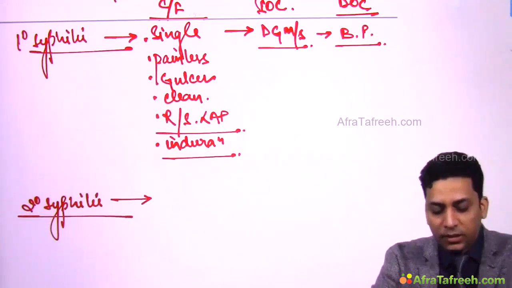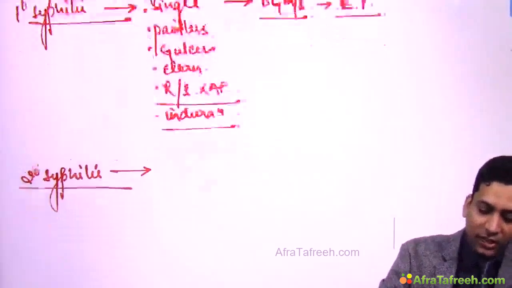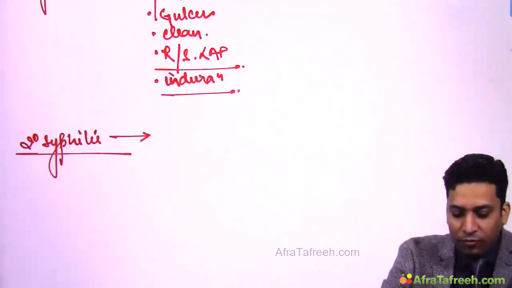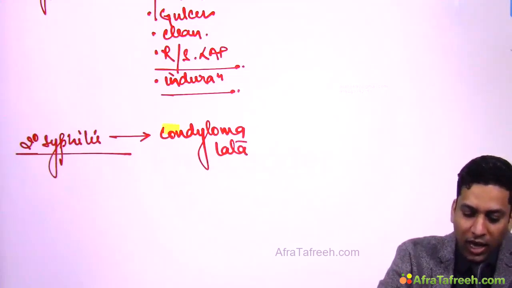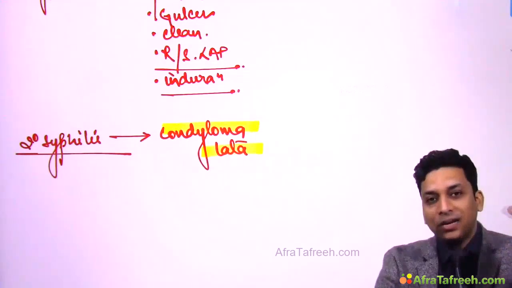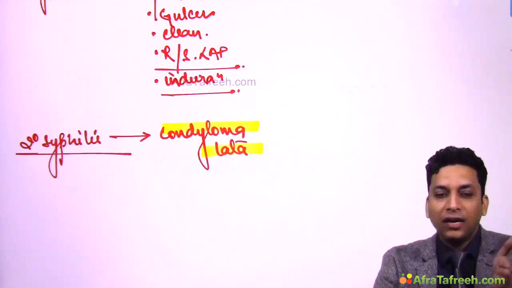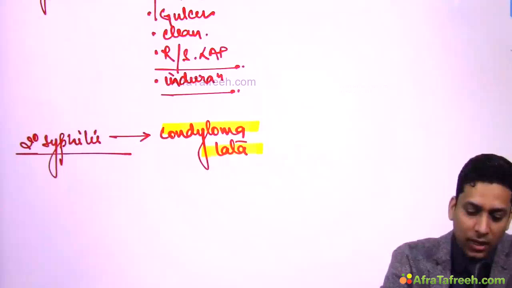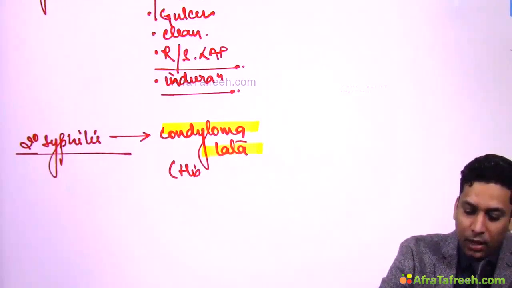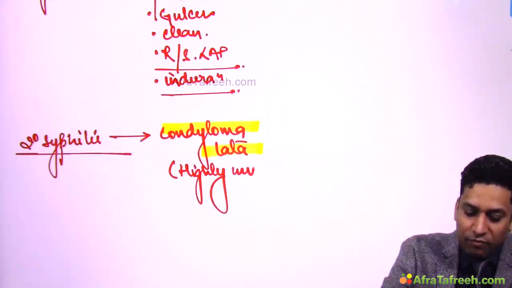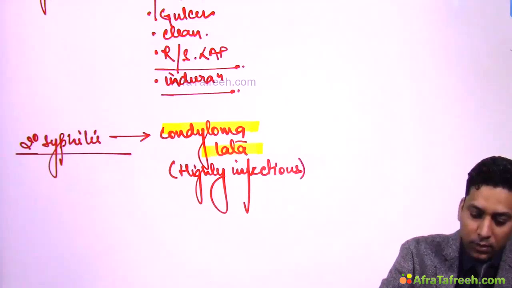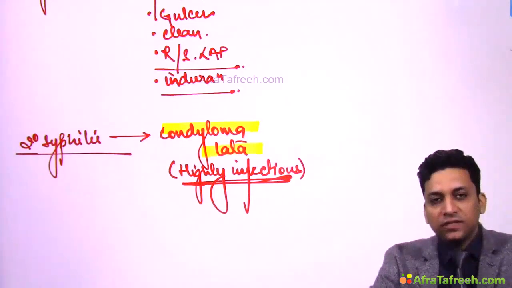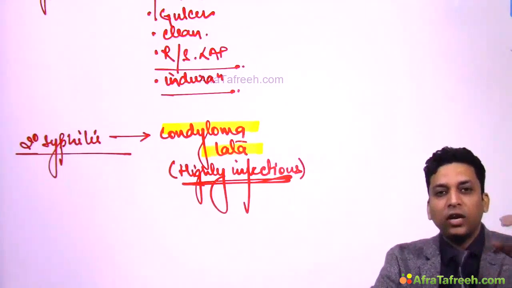Now how do these patients present? Secondary syphilis presents with very characteristic lesions. They might be in the form of condyloma lata. Now remember this point, condyloma acuminata is anogenital warts. Condyloma lata are lesions of secondary syphilis, and these are highly infectious lesions. So the patient might present with condyloma lata.